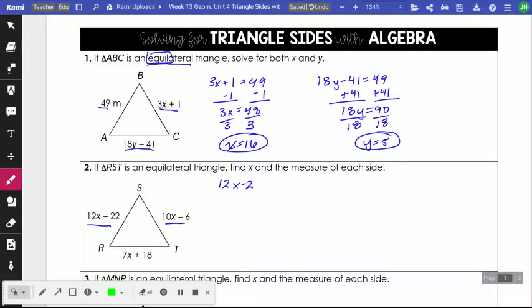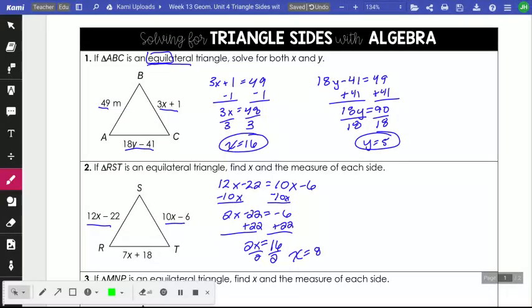And I'll do 2x minus 22 equals 10x minus 6. So my goal would be to get my x's together. So I'm going to subtract my 10x from both sides, so they're together, and I get 2x minus 22 equals negative 6. And then I'm going to add this 22 to both sides so that I have 2x is equal to 16. And then I'll divide both sides by 2, and I'll get x is equal to 8.